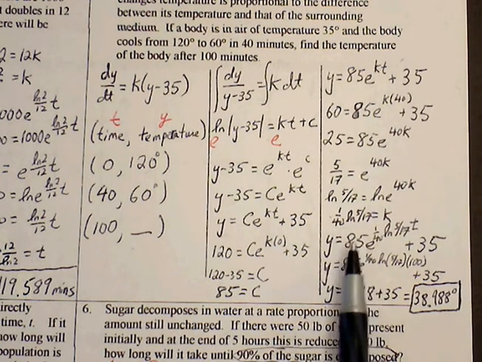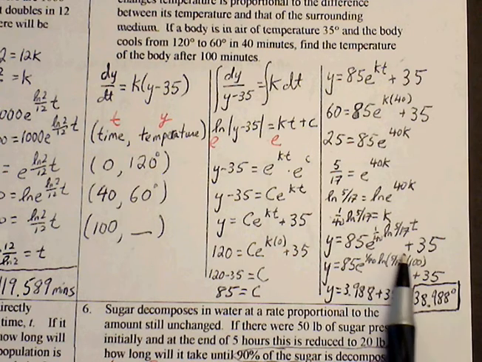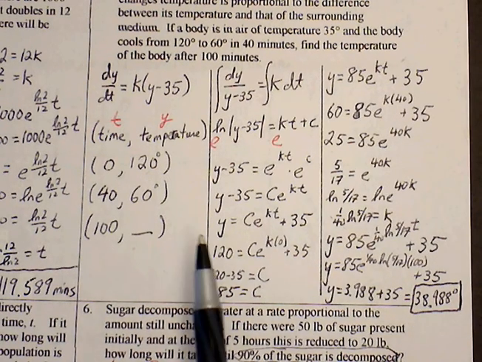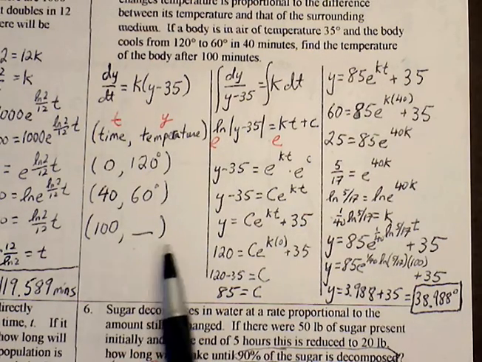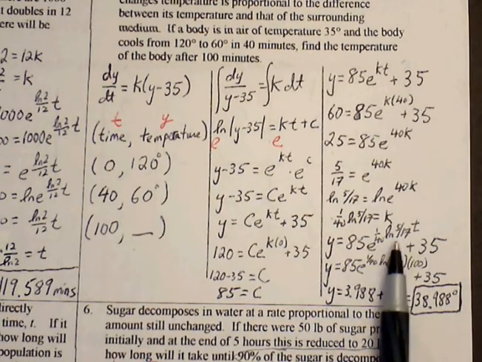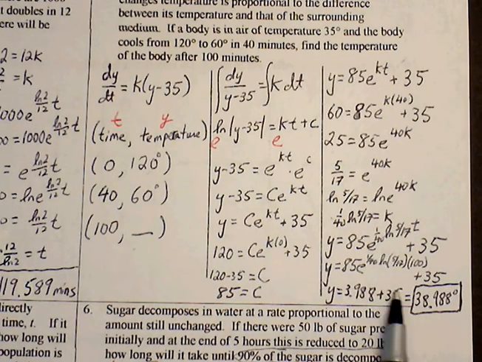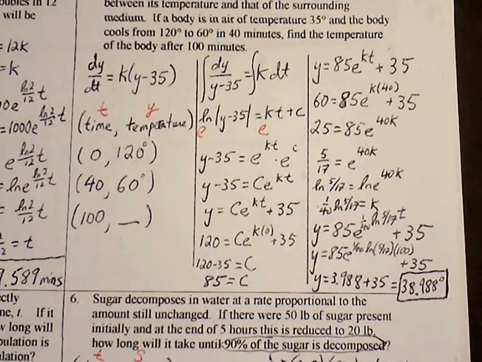Once we have our k value, we can plug in and we can identify our specific equation. Once we have our specific equation, then we can solve for the temperature after 100 minutes. So plug 100 in for time, for t, and the rest goes in your calculator. Solve for y, and we get y is equal to 38.988 degrees.